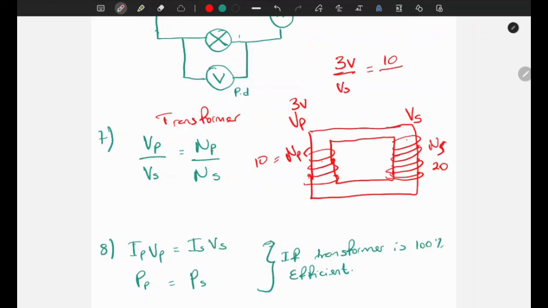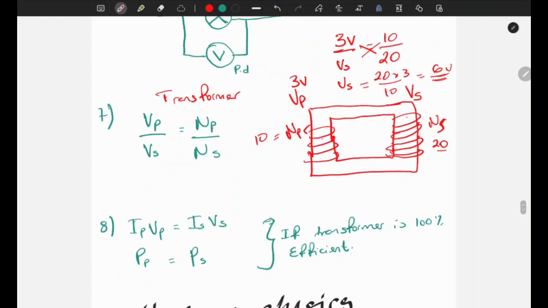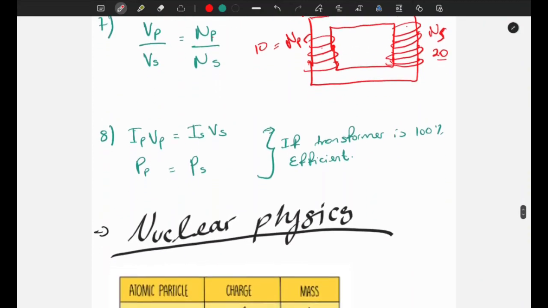Np is 10 and Ns is 20. So we can just solve this. We cross multiply, so it would be 20 times 3 over 10. That would give us Vs. So Vs would be 6 volts. Since the number of coils increased, the voltage also increases, and also vice versa.